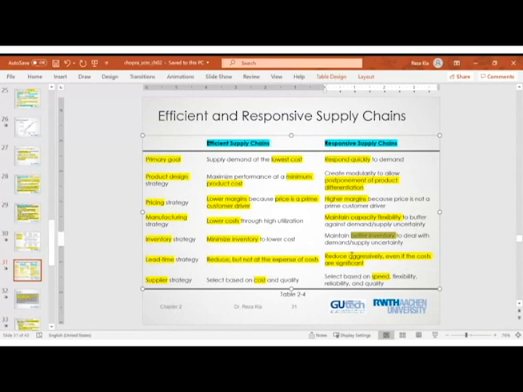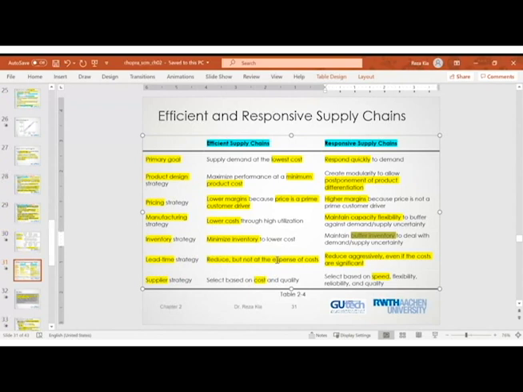But in a responsiveness supply chain, maybe you will use a very fast transportation mode, such as air transportation, to try to reduce the lead time aggressively. And then for sure, the cost of transportation will be so high. But on the other hand, you have reduced the lead time. So in a responsiveness supply chain, the delivery time is much more important than, for example, transportation cost.